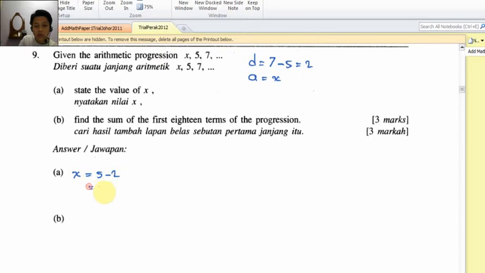Which is equal to 3. So that's the answer. B. Find the sum of the first 18 terms of a progression.